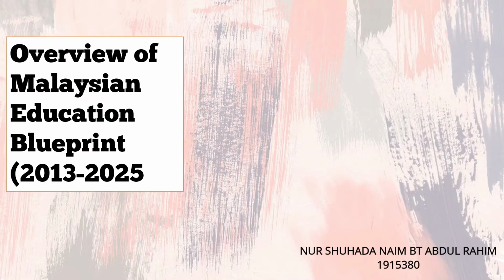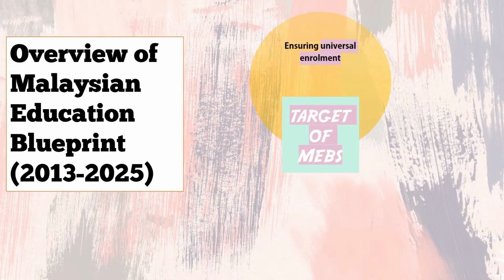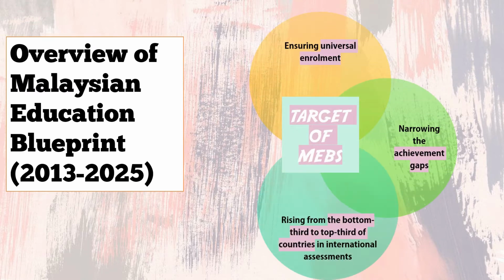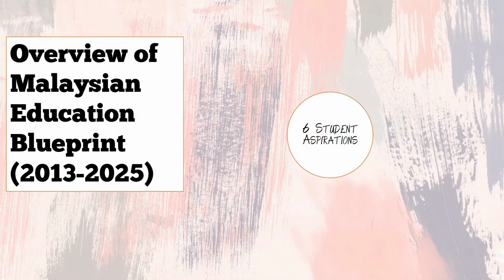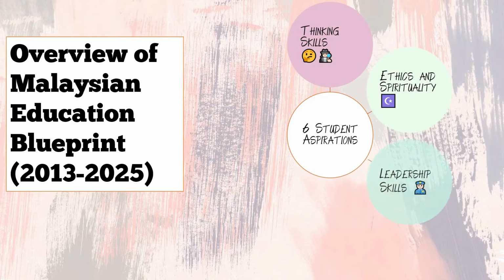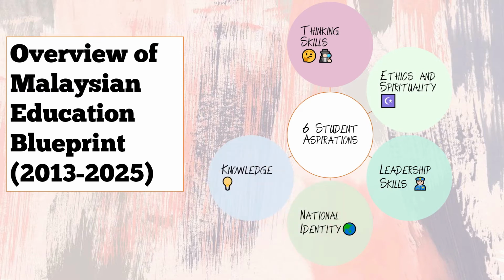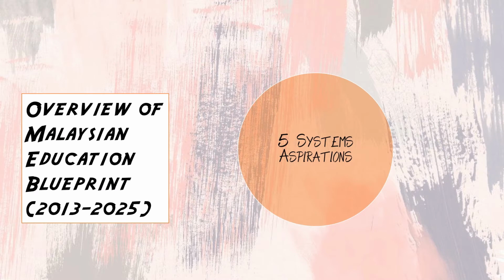of Malaysian Education Blueprint. First, the target of MEB. The next one is 6 key attributes needed by every student to be globally competitive. The last one is 5 system aspirations for the Malaysian education system.